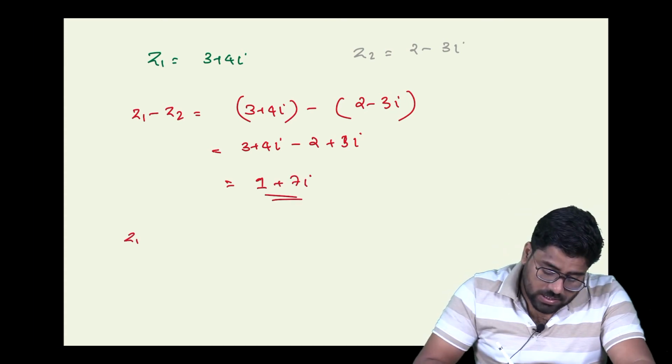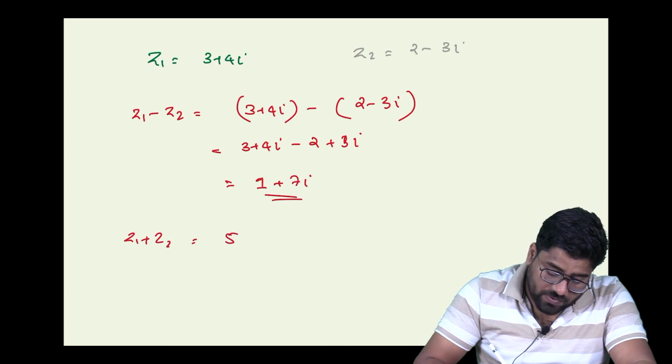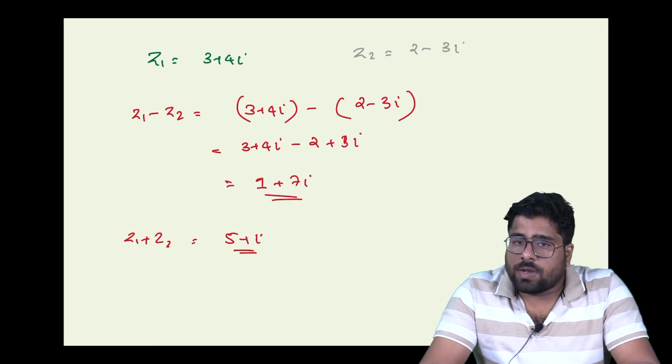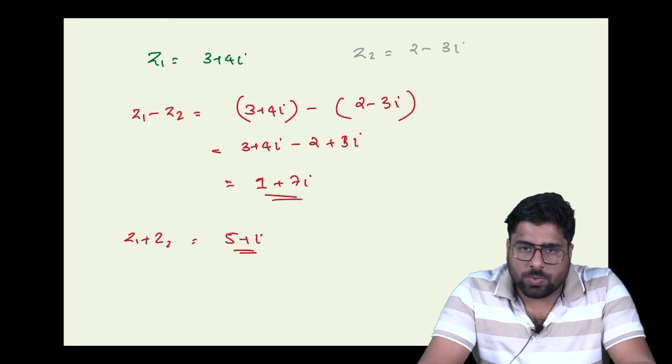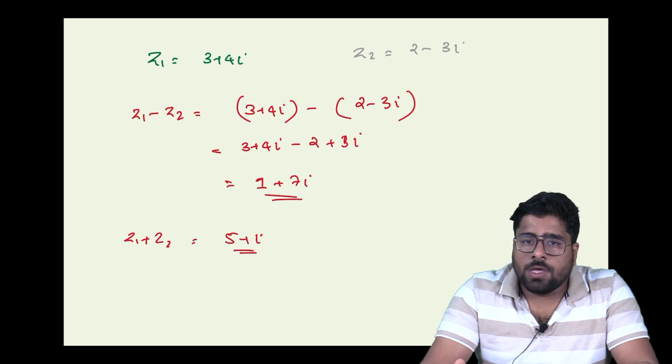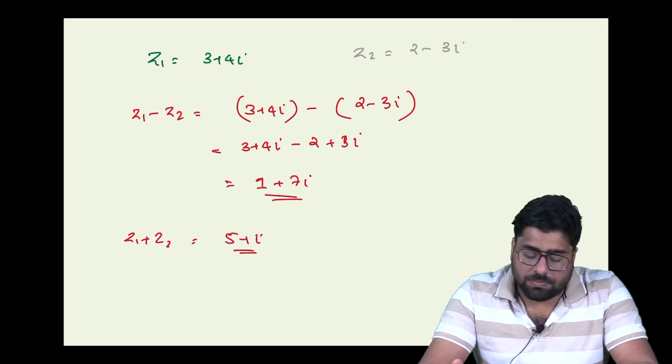So you can see that Z1 plus Z2 is equal to 5 plus i and Z1 minus Z2 is equal to 1 plus 7i. I hope that logic is also very much clear to you. This is how you do the basic addition and subtraction of complex numbers. I think I'll do some problems for you. I'll just briefly write some problems for you and we shall try to solve the questions.